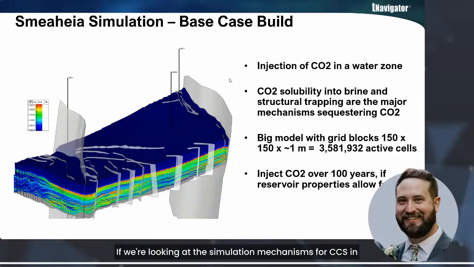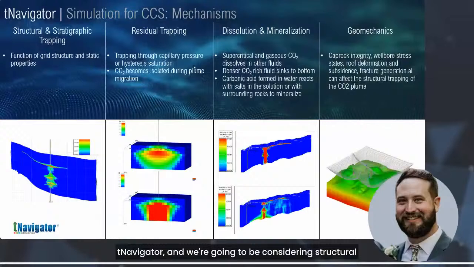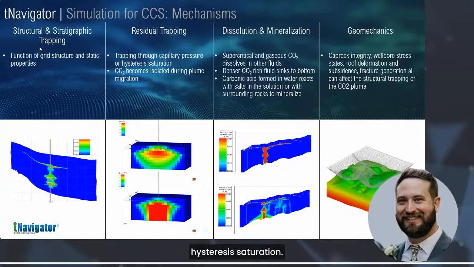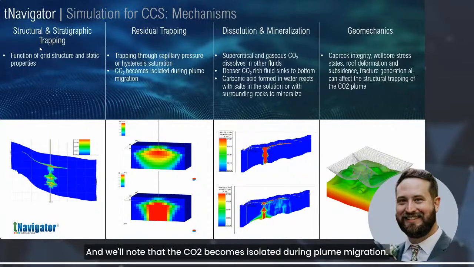If we're looking at the simulation mechanisms for CCS in T-Navigator, we're going to be considering structural and stratigraphic trapping. So that's a function of our grid structure and our static properties. Residual trapping: we'll need to model capillary pressure or hysteresis saturation, and we'll note that the CO2 becomes isolated during plume migration. We'll also have to consider dissolution and mineralization.